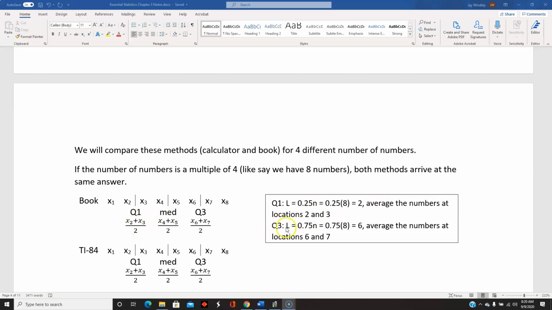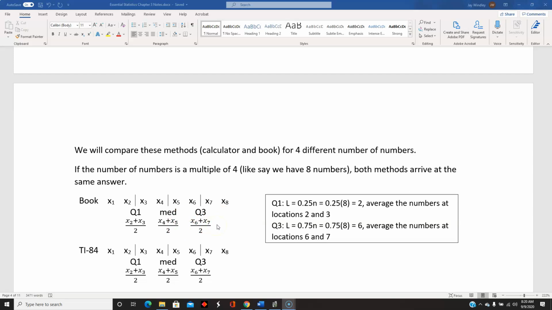And then for quartile 3, you find L by doing 75% of the number of numbers. So 75% of 8 is 6, and when this comes out to be a whole number, then we average the numbers at position 6 and position 7. So average them means add them up and divide by 2. So that's exactly the same the way the calculator would do it.